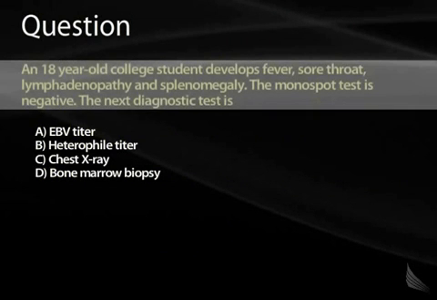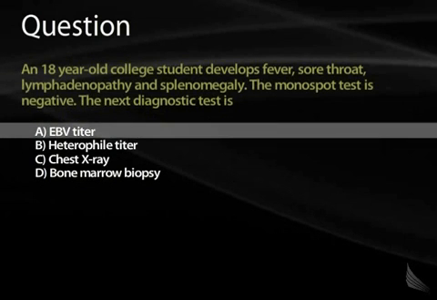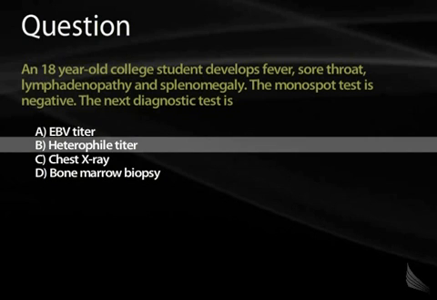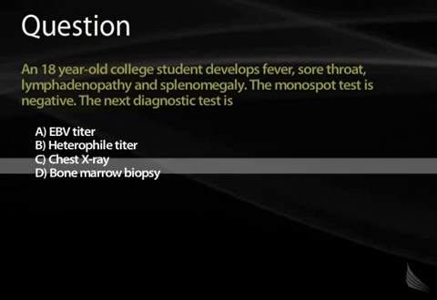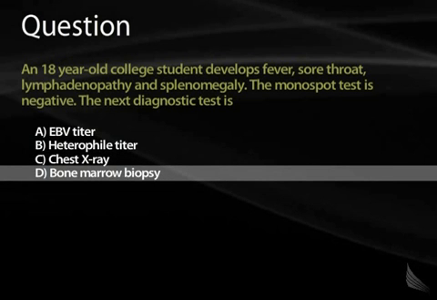Question. An 18-year-old college student develops fever, sore throat, lymphadenopathy, splenomegaly, and the monospot test is negative. The next diagnostic test is EBV titer. This is where you can use your serology, look for the viral capsid antigen, EA antigen, or EBNA. The heterophile titer is the same thing as the monospot test. Chest x-ray is not going to help you with EBV, and neither is a bone marrow biopsy.